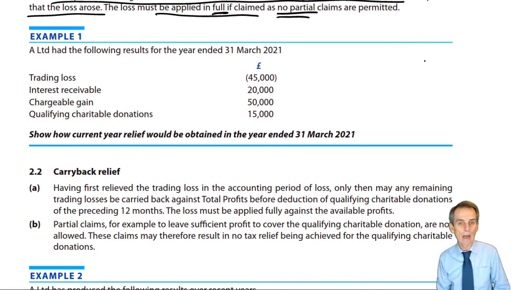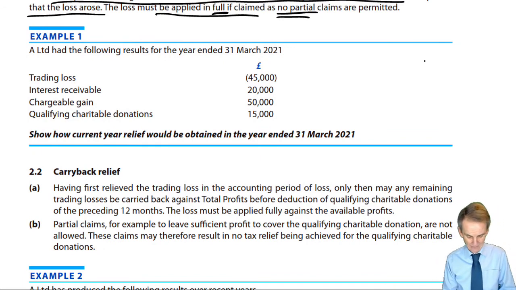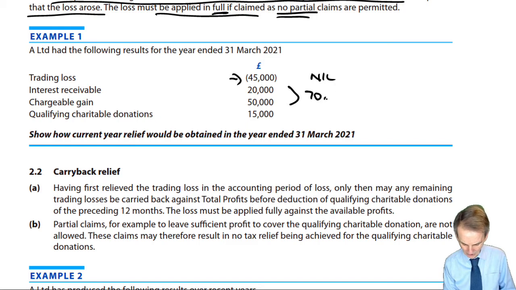So there we go, example 1. What do we have? We've got A Limited, year ended March 21, and we have a trading loss of £45,000. Now, on a corporate tax computation, that of course would read as a nil assessment. But there are other amounts chargeable. We've got interest receivable and we've got a one-off chargeable gain. That would form, therefore, total profits of £70,000. Total profits 70,000.